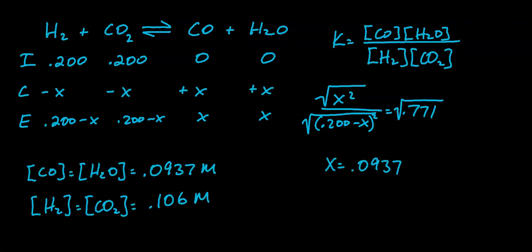All right, so once we simplify, we get X over 0.200 minus X equals 0.878, and then solve for X. Ultimately, we get 0.0937. So X happens to be our equilibrium concentrations of CO and H2O. So 0.0937 molar, don't forget your units there. And then I plugged in X here to find the equilibrium concentrations of H2 and CO2. So 0.200 minus 0.0937 is 0.106, so 0.106 molar for H2 and CO2. So a little different problem.